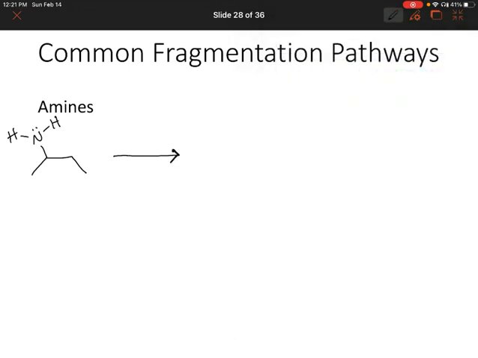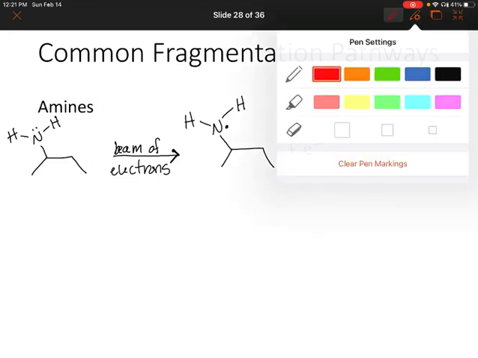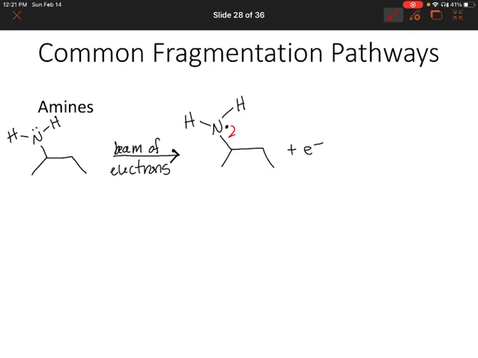Okay. So if an amine enters a mass spectrometer and it passes through a beam of electrons, similarly, that nitrogen will lose an electron. So again, very similar to our alcohol situation. And again, we're going to see a double bond form, and we'll also see a homolytic cleavage across that same carbon-carbon bond.